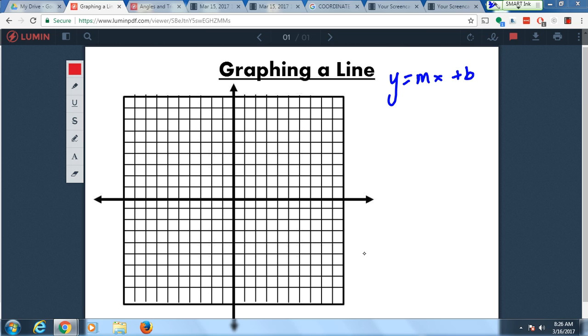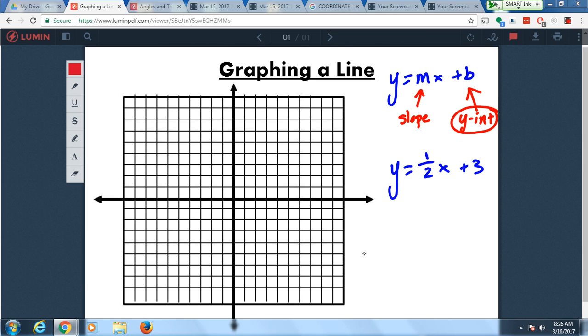All right, so we know that m is slope. We've learned that a long time ago, and usually it's a rise over run type of situation. And then we know that this is the y-intercept, and this is where you start, and then you go up with the slope. So let's say, for example, you had y = 1/2 x + 3.